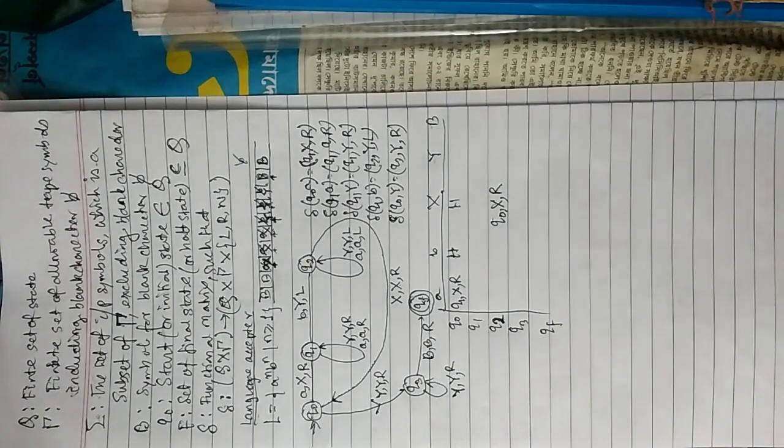So this is an example of language acceptor by Turing machine, and this is the working procedure of Turing machine. It is not the same as the pushdown automata. Hope you understand this. In the next example we will go for a to the power n, b to the power n, and c to the power n. You better try it, but I will solve it. Okay, thank you.